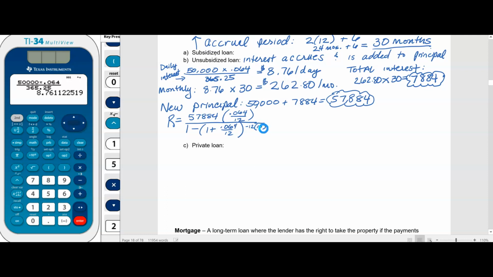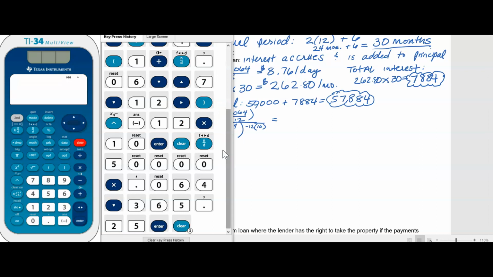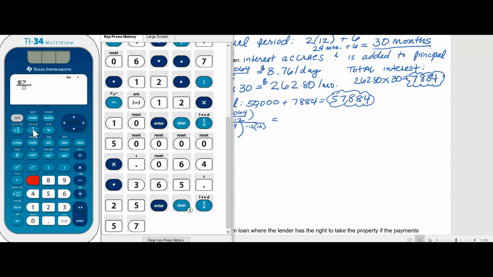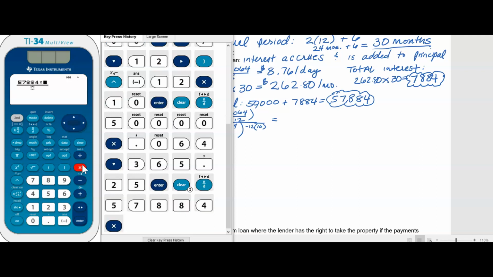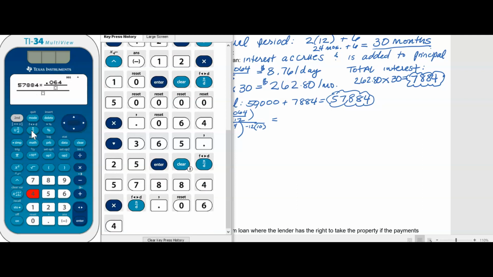In this case, it's 10 years. It said in the problem that the student was going to pay it off in 10 years. And then we can use our calculator to calculate that for us. So we're going to use the n over d button, and I'm going to put 57,884 times 0.064 over 12, so n over d, 0.064, an arrow down, and then 12.